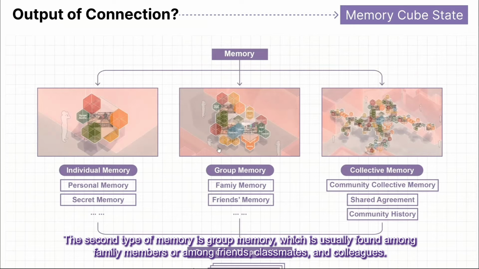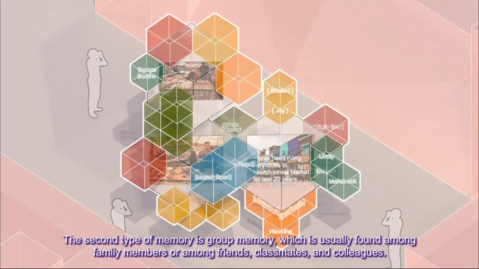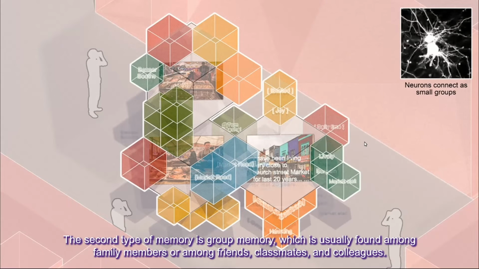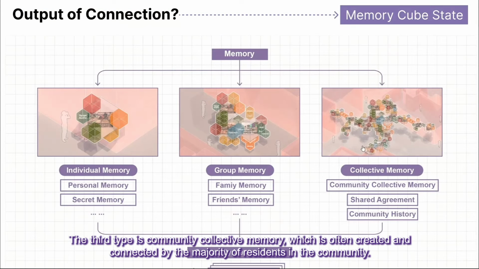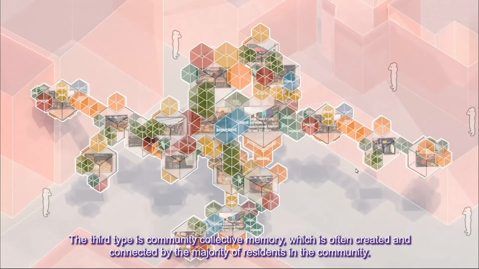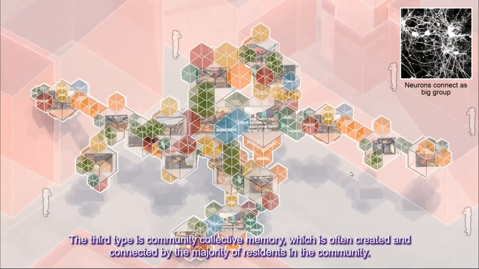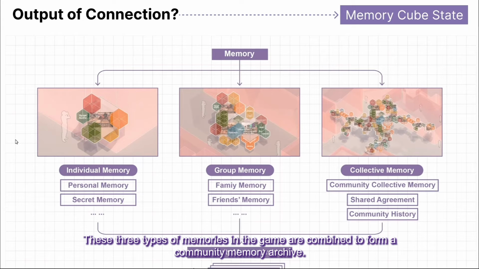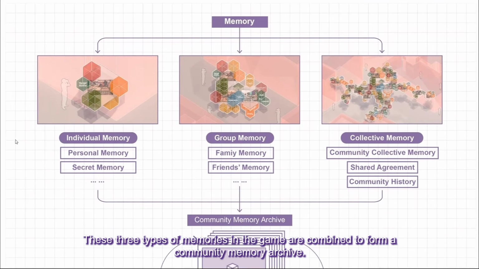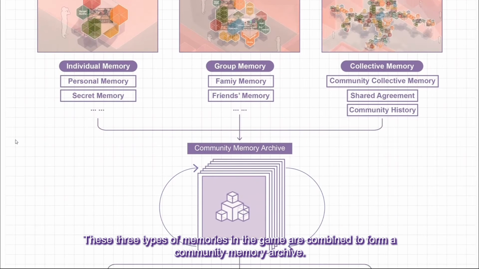The second type of memory is group memory, which is usually found among family members or among friends, classmates, and colleagues. The third type is the community collective memory, which is often created and connected by the majority of residents in the community. It is a type of memory that represents shared agreements and common perspectives within the community. These 3 types of memories in the game are combined to form a community memory archive.